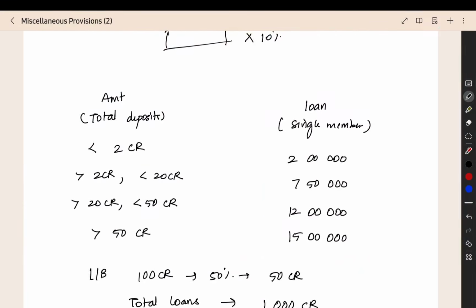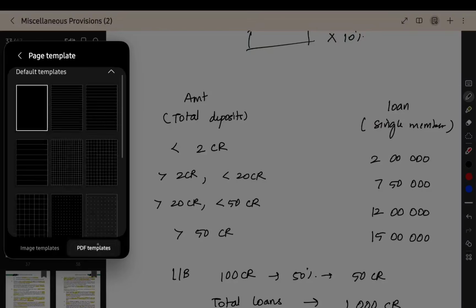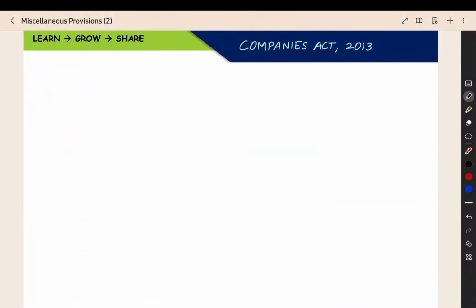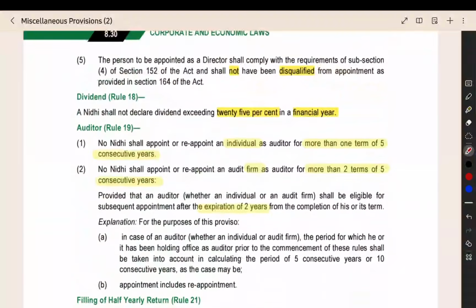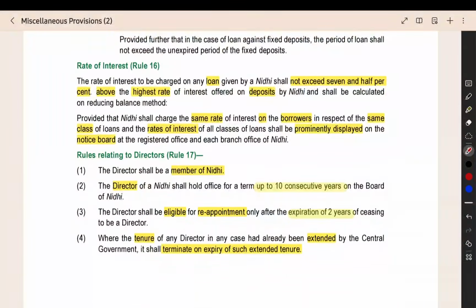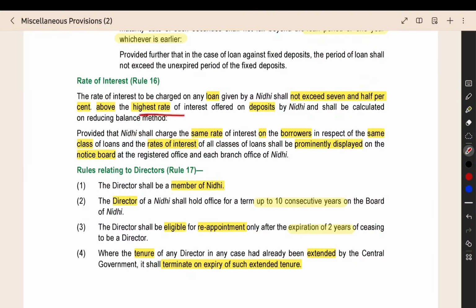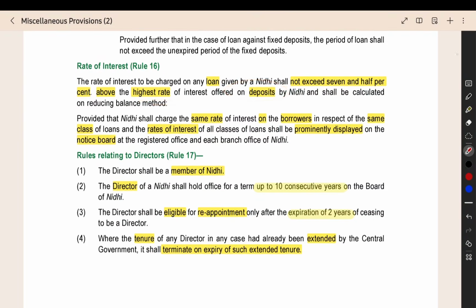So, I will add one more page here. You are giving the deposit rate. In that, you will have a highest rate. Maximum, we are giving 7% return on the deposit. Add 7.5% to that. So, 14.5%. This is the maximum loan rate of interest that can be charged by the Nidhi company. So, here if you see, 7.5% above the highest rate on the deposit.